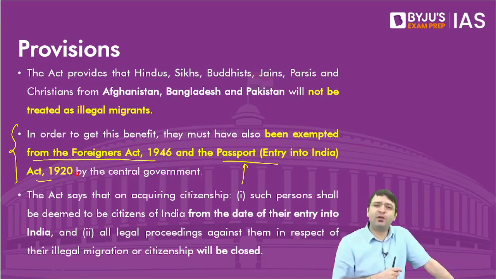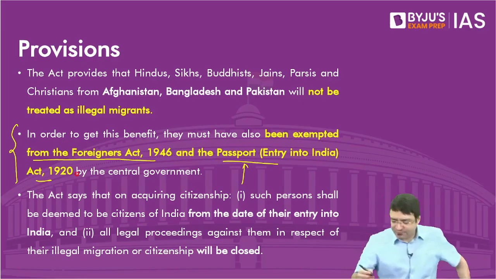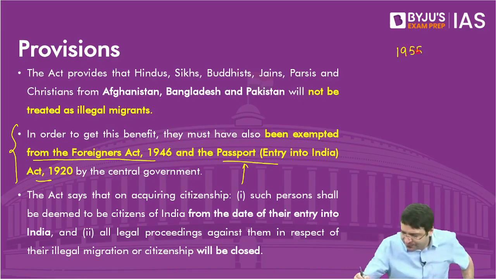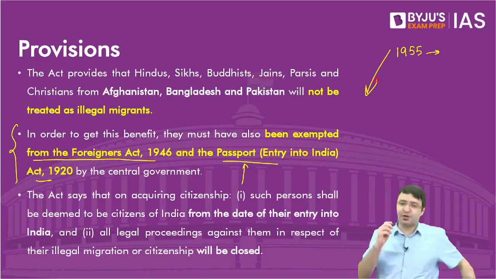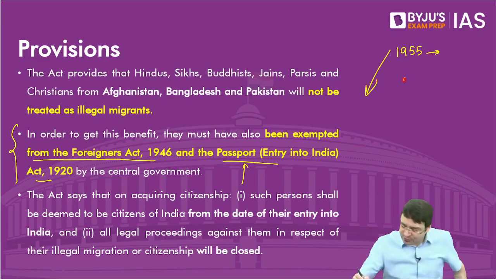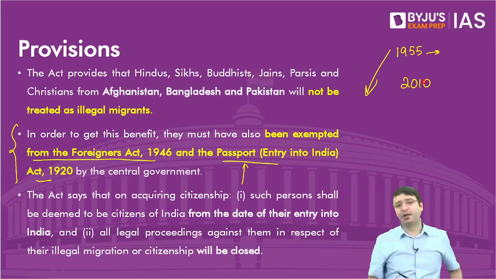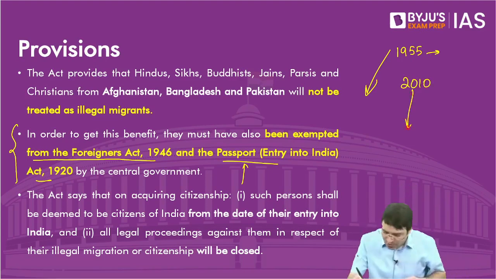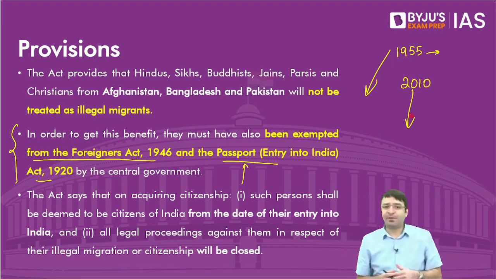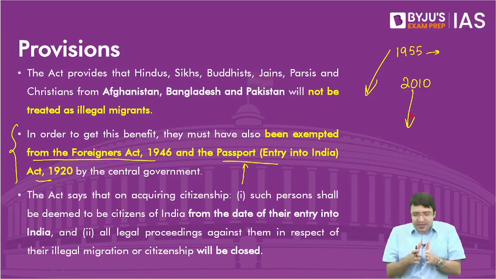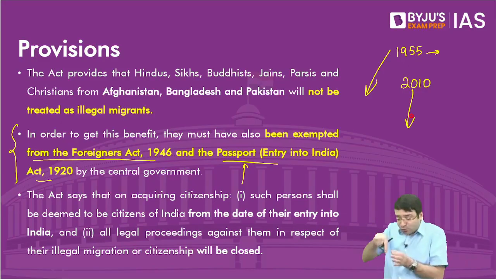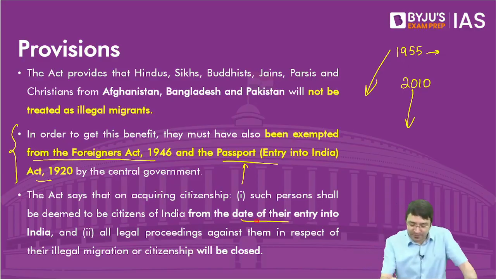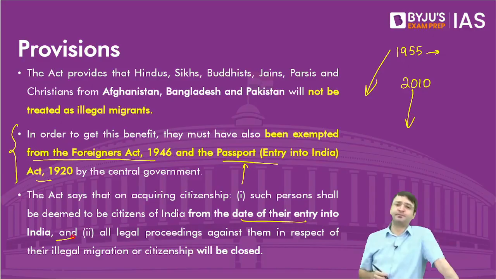And no matter when you have come to India, if you have come to India in 1955, from that date you will become the citizen of India. If you have come to India in 2010, from 2010 you are the citizen of India. That means it is not that in 2019 the law is passed and you become the citizen of India from 2019. No, you become the citizen of the country from the date you have entered India.